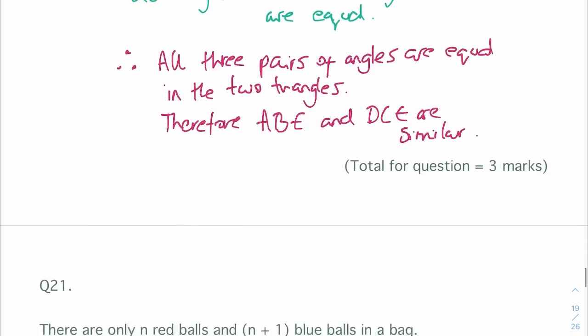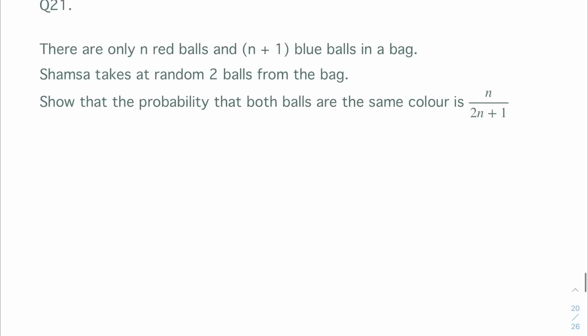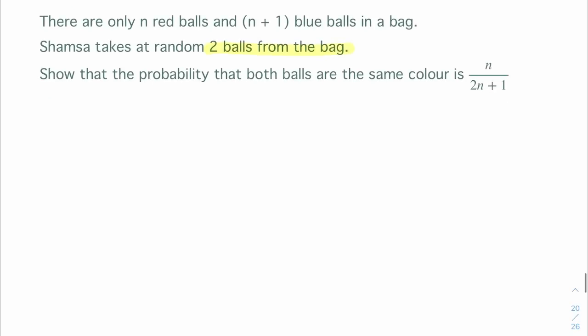Okay, so moving on to our next question. So question 21, there can't be too many questions left. There are only n red balls and n plus 1 blue balls in a bag. Shamsa takes at random 2 balls from the bag, show that the probability that both balls are the same colour. So remember, that means we're going to take one and then take another. So let's draw this probability tree, and it's going to be in terms of algebra. So on the first pick, we're going to take a red ball, or we're going to take a blue ball.